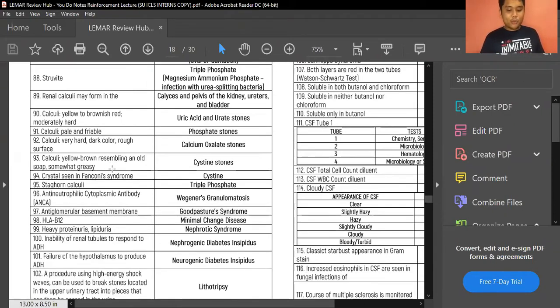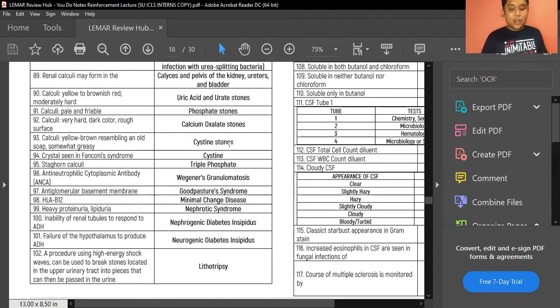Crystals and Fanconi syndrome, of course, you have cysteine, because Fanconi syndrome is defective tubular reabsorption of substances. Cysteine is affected, and it can accumulate and cause cystinuria, right? So it can precipitate as cysteine stones. Next, you have staghorn calculi, triple phosphate. Take note, like the antler of a deer, okay? Triple phosphate.